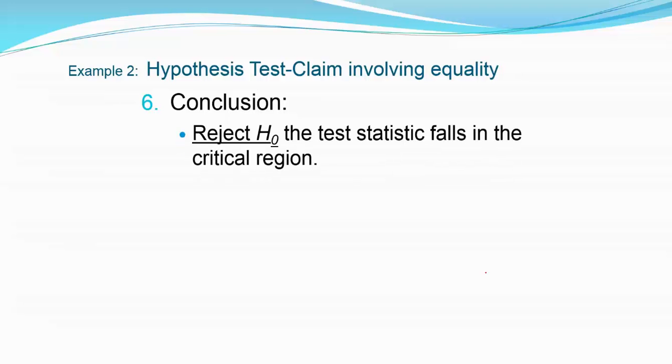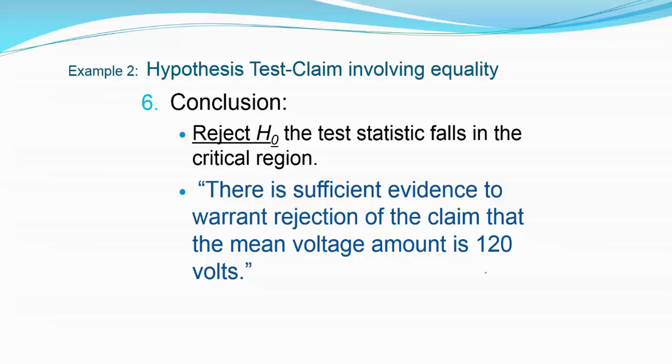So we reject the null because the test statistic falls in the critical region. Now look at your flowchart to help you set up the wording. The original claim did involve equality. Did we reject the null? Yes. So here's how we set up the wording. There is sufficient evidence to warrant rejection of the claim that the mean voltage amount is 120 volts.